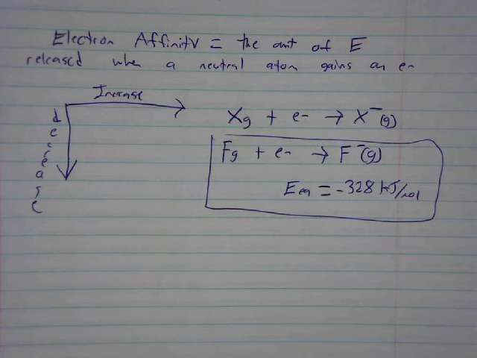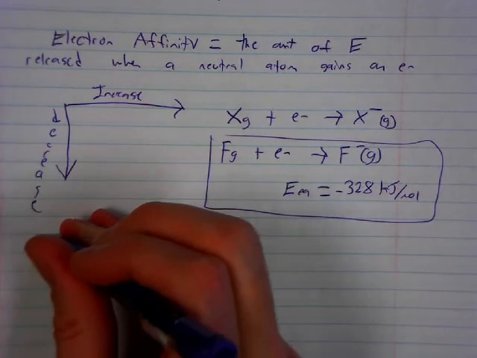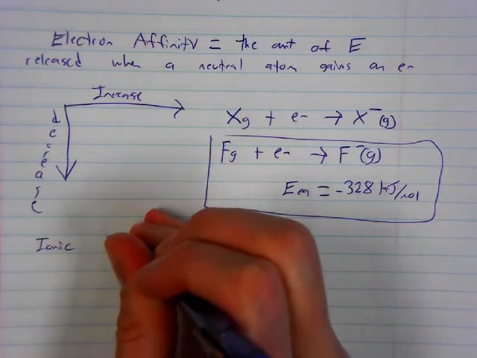So what would you do with that? They would give you that and ask, what if it gained 3 electrons? Well, then you'd multiply it by 3. That's really easy, that's all you're doing with that.